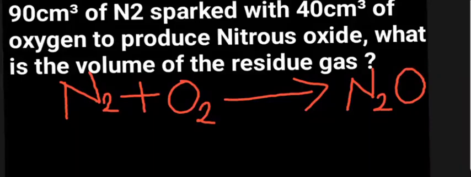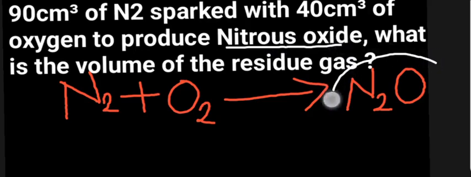Alright, let's start with this very question. 90 cm³ of nitrogen gas sparked with 40 cm³ of oxygen to produce nitrous oxide. What is the volume of the residue gas? So this is the nitrous oxide, which can also be called a laughing gas.